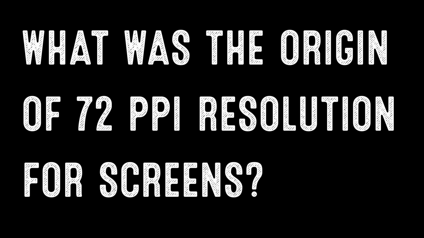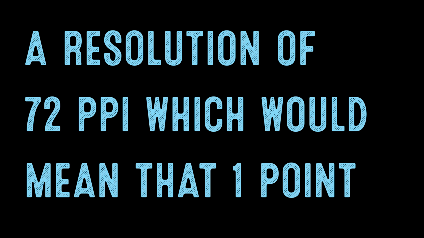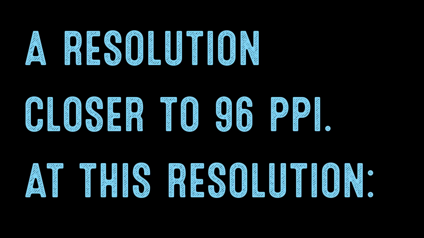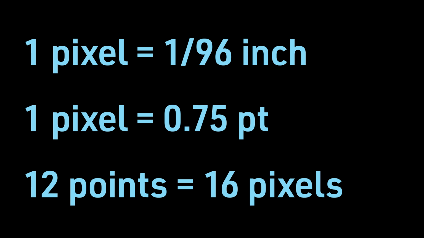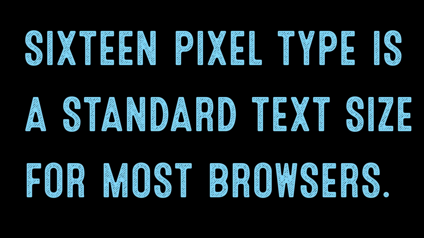What was the origin of 72 ppi resolution for screens? The earliest Macintosh screen had a display with a resolution of 72 ppi, which would mean that 1 point would equal 1 pixel. However, screens that followed had a resolution closer to 96 ppi. At this resolution, 1 pixel equals 1/96th of an inch, 1 pixel equals 0.75 points, or 12 points would equal 16 pixels. What is the standard text size for most browsers? 16 pixel type is a standard text size for most browsers.